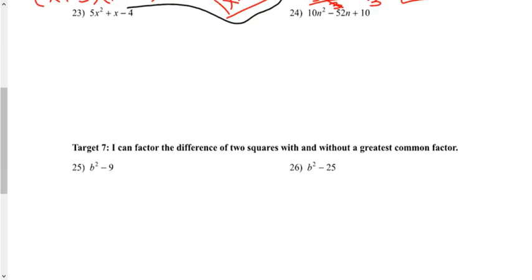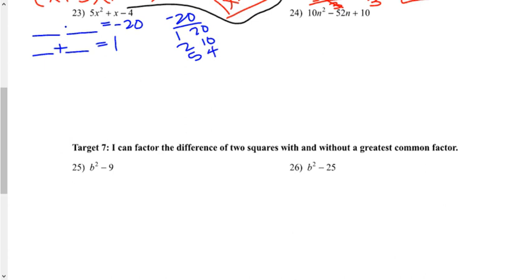Number 23. I have 5x squared plus x minus 4. I don't have a GCF that I can pull out, but what I'm going to do is say what times what is going to give me a times c, in this case negative 20, and then what plus what will give me 1. All right, so the factors of 20: 1 and 20, 2 and 10, 5 and 4. I need my answer when I add them together to be 1, so I'm going to say 5 minus 4. So my 5 is positive and my 4 is negative.